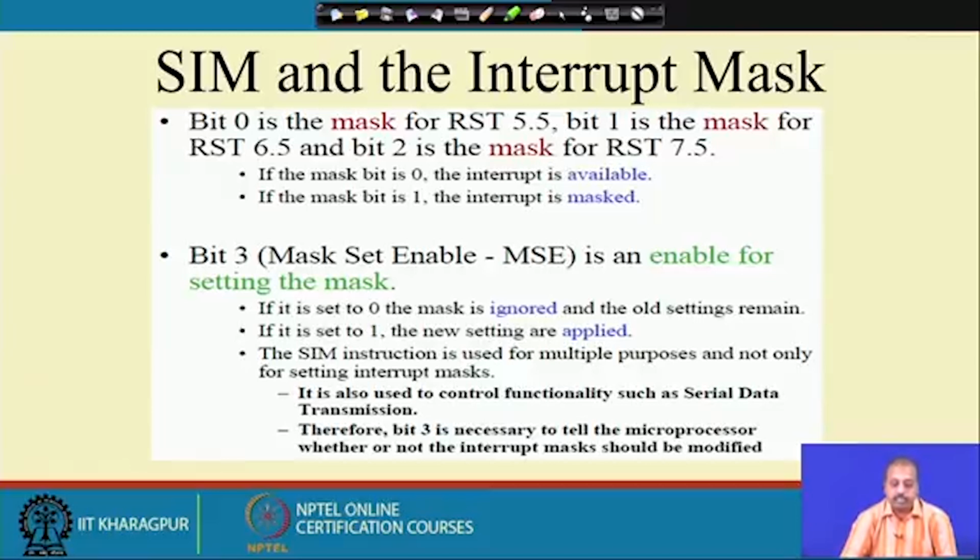Okay. And this SIM instruction has multiple purposes, as I have said. The serial data transmission is also used here. So, bit number 3 is necessary to tell the microprocessor whether to set the interrupt mask or not, and similarly that SDE line is used to say whether we are going for serial data transmission or not.